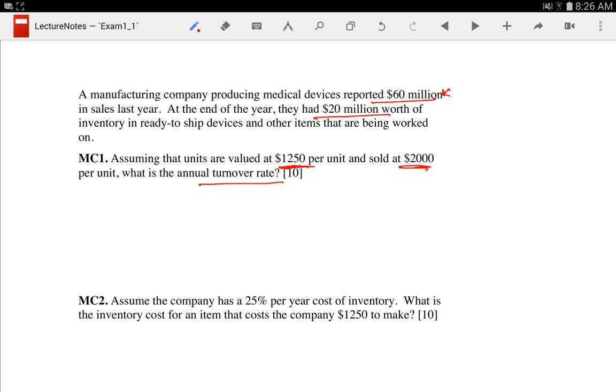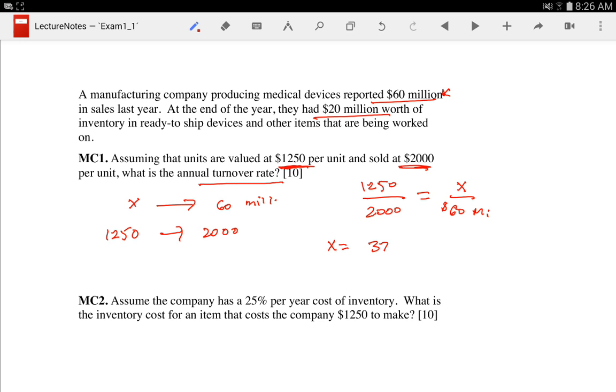So suppose the total COGS is X. If it cost you X dollars to make it, you sold it for 60 million. Equivalently, you produce something for 1250, you sold this for 2000. Then we can use simple math here. Whatever the ratio of 1250 to 2000 is, the same ratio exists between X and 60 million. If you solve for this, X comes out to be 37.5 million. All you have to do is cross multiply and you should get there.